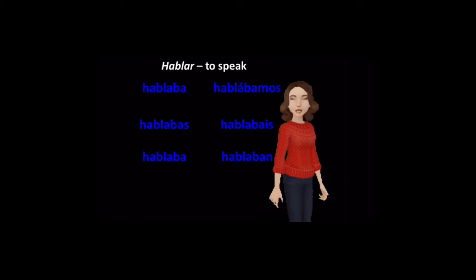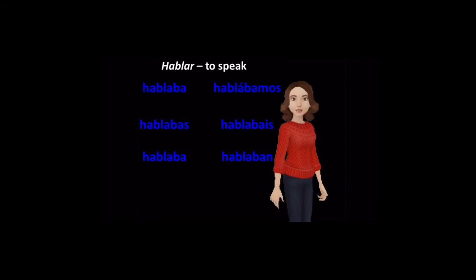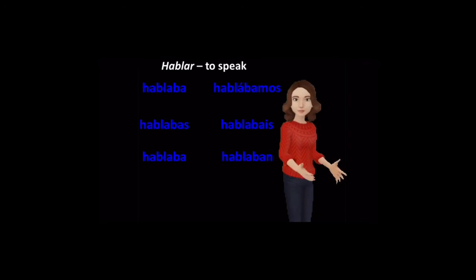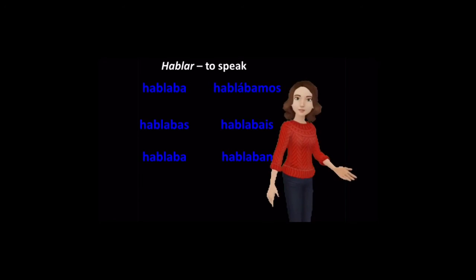Let's look at an example using the verb hablar. In order to conjugate hablar into the imperfect tense, the first thing I do is I drop off the AR ending, and then I use my new imperfect tense endings. So hablar in the imperfect tense looks like hablaba, hablabas, hablaba, hablábamos, hablabais, hablaban.